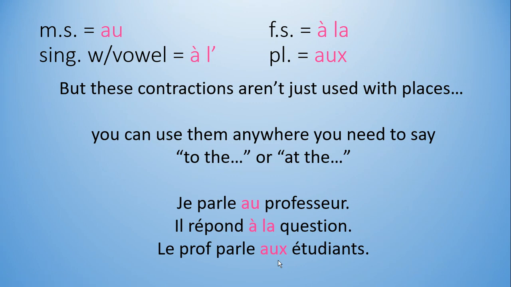Okay, so let's just review real fast. Once again, we have the verb aller. Je vais, tu vas, il va, elle va. Nous allons, vous allez, ils, elles vont. Okay, and then like I said, when we have à by itself, it's going to be to or at. And so that is going to be like je parle à Louis or je vais à Paris, something like that. But then we use these contractions when we need to say to the or at the.